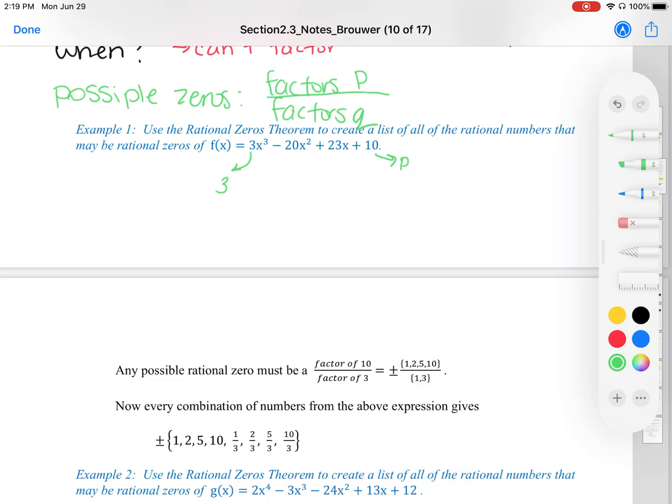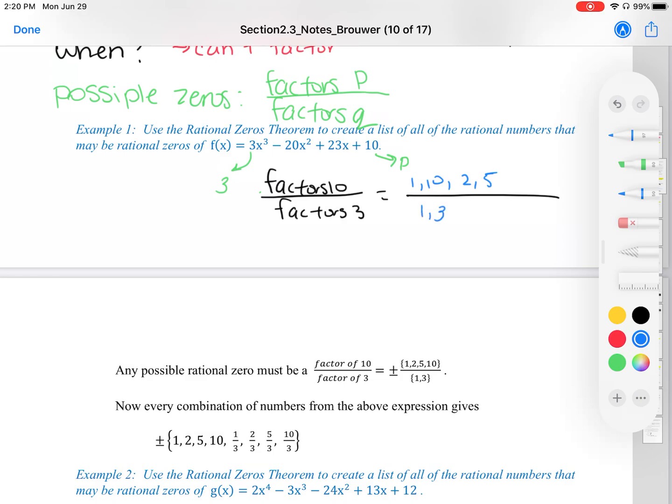All right, so let's go ahead and list our fraction. So I want factors of 10 divided by factors of 3. All right, so think, how many ways can we get 10? I can get 10 from 1 times 10, 2 times 5, and that's it, right? I can also get 3 from my denominator, 1 times 3, and that's it. So we have listed the factors of 10 and the factors of 3.